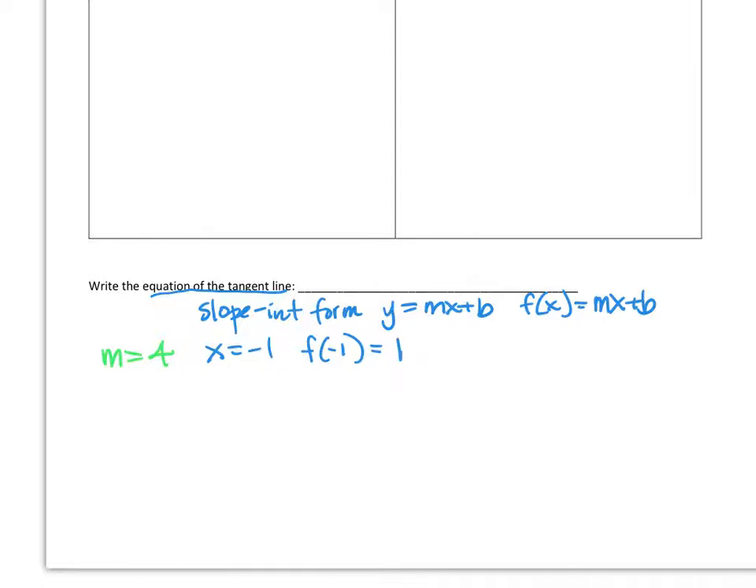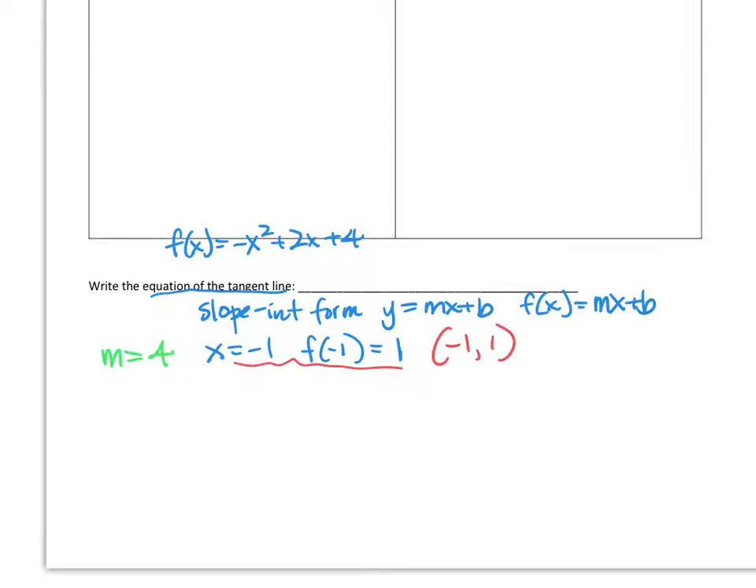And if you recall, we had the number 1. Let me just go ahead and write what that original function was, just so you can remember. All right, so we're finding the equation of the tangent line at -1. This information gives us the coordinate point: input of -1, output of 1.